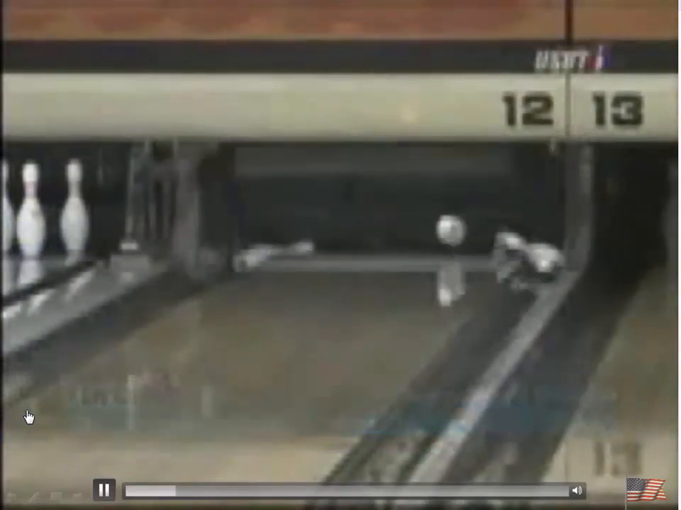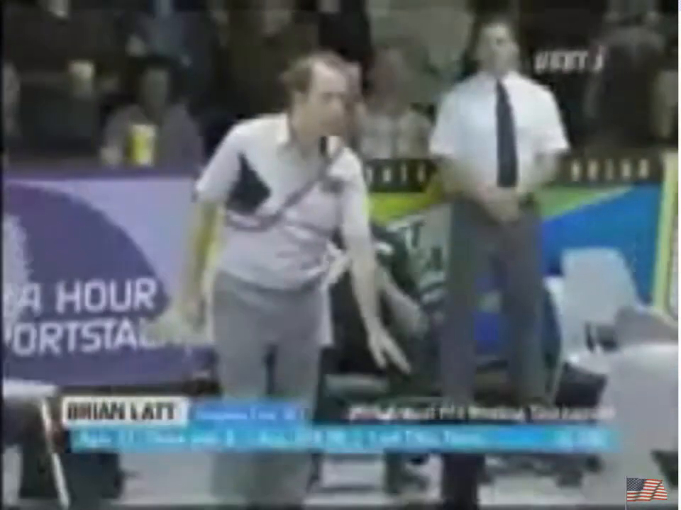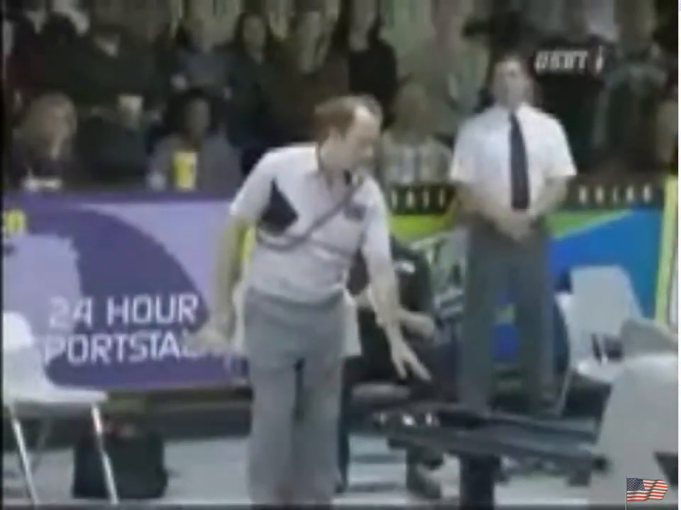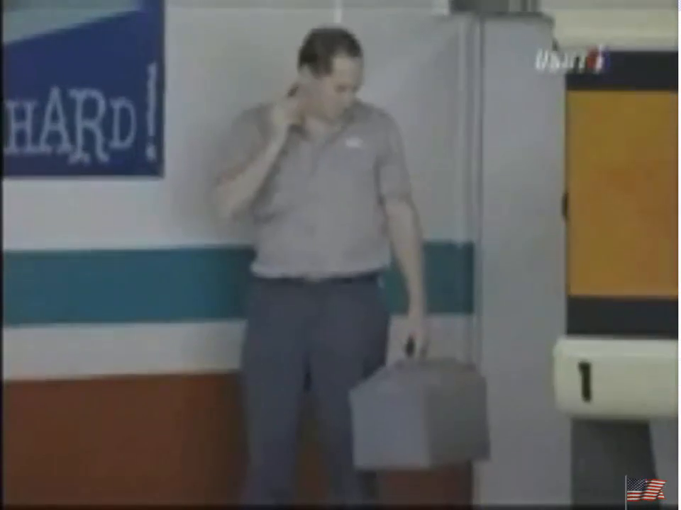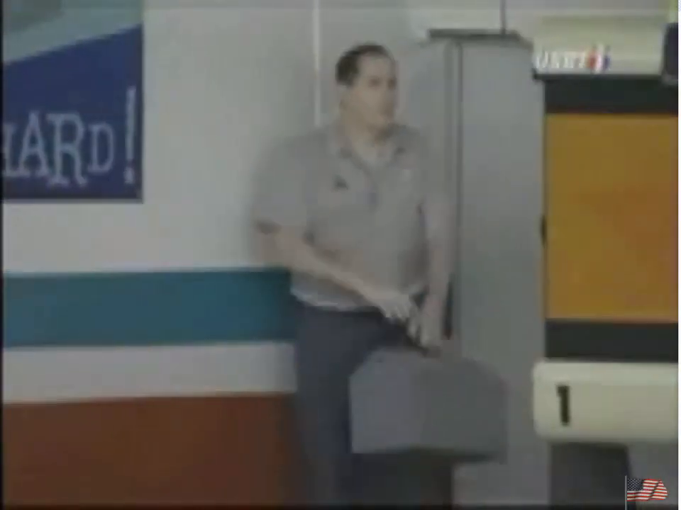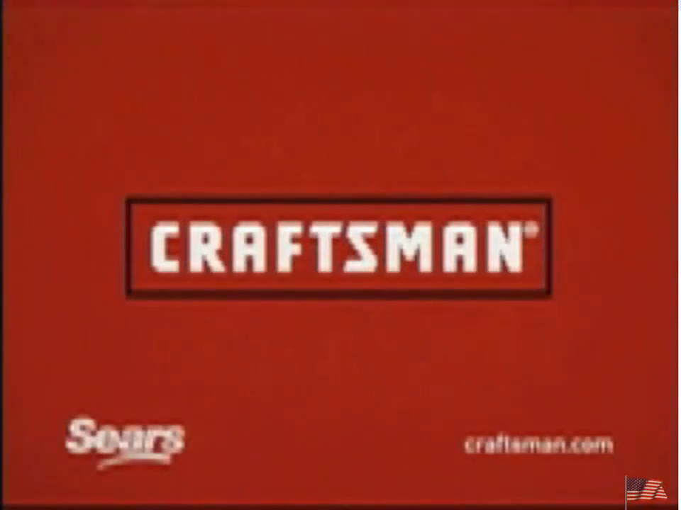And we're back to the action here in Indianapolis. Another strike by Gilbert. Brian Lass needs to be perfect here. Seems to be a slight delay. Oh my! Not the official tools of bowling. The official tools of NASCAR. Craftsman at Sears.